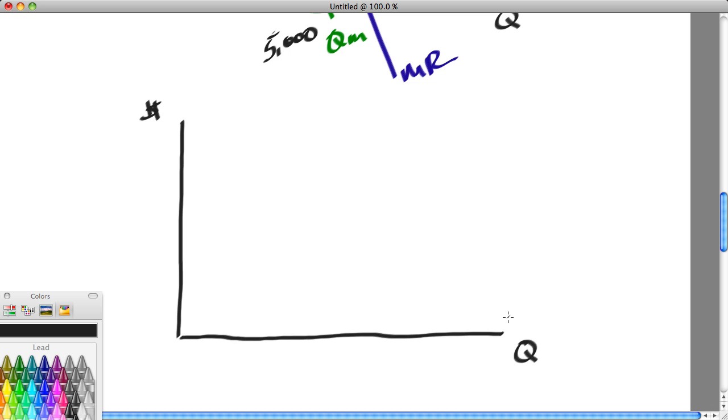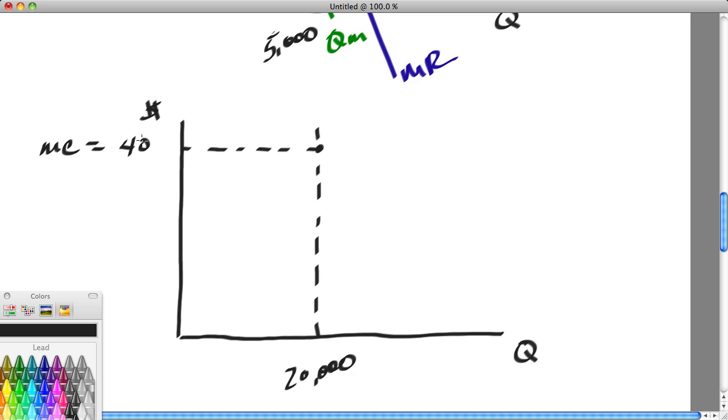Okay, now let's put in our dotted line here, and let's say we're talking about 20,000 units, and let's say the price is up here. Now let me make that MC. Let's do a different setup. Let's say the MC is 40. Let's say the price is 30.